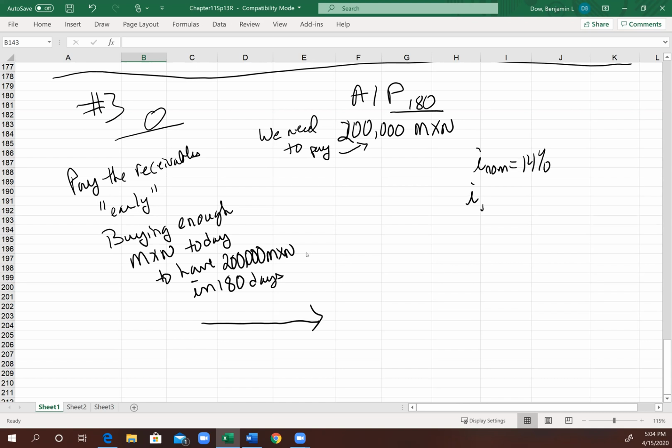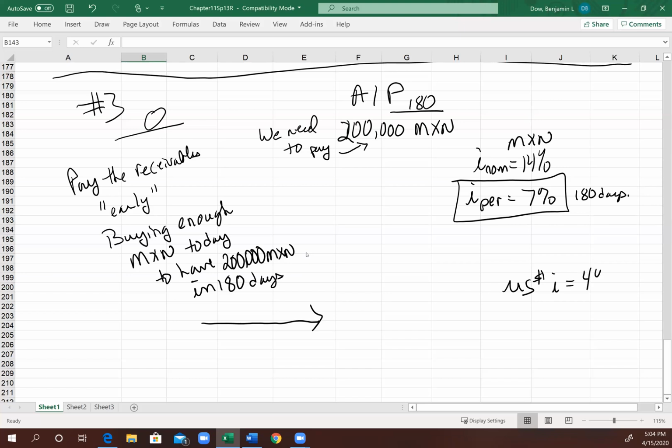I told you that the periodic rate on the peso was 7% for 180 days. So that'd be equivalent to a 14% nominal rate. They didn't give us a US dollar interest rate, so let's leave the US dollar interest rate at 4% in nominal terms. So the periodic rate would be 2% for 180 days. This was not given, but we need it. And you'll see why.